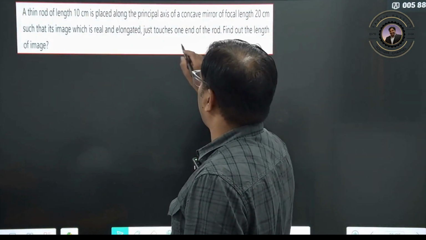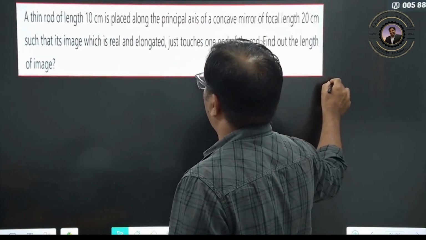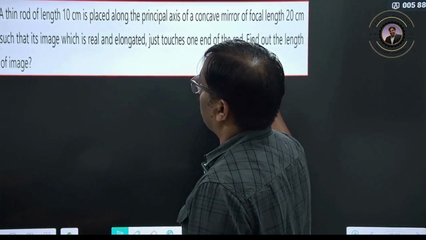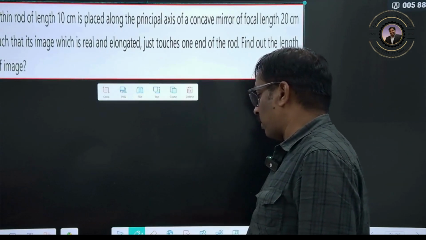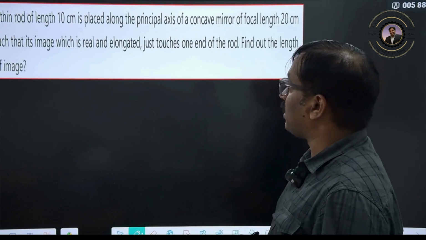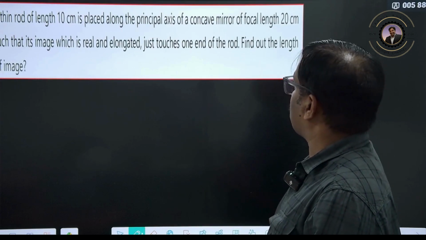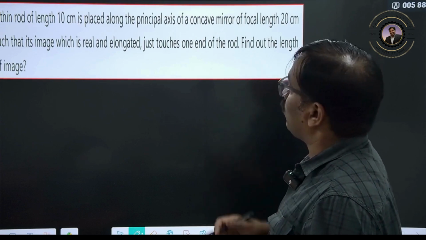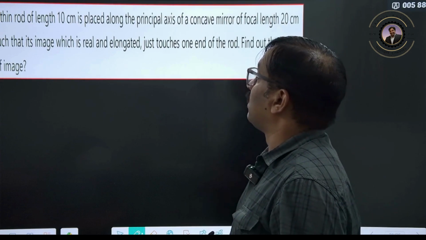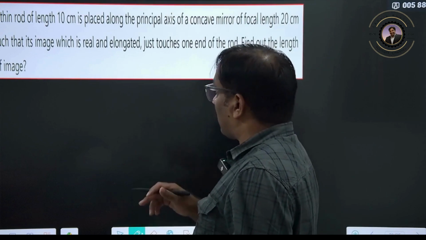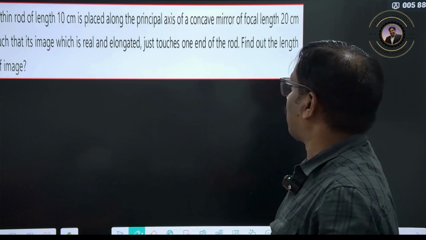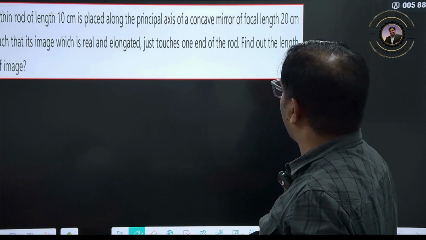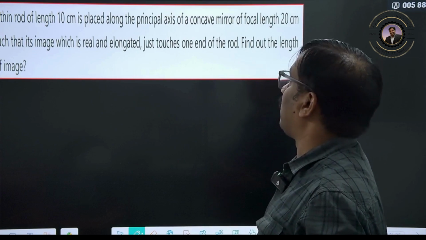Now, here, a thin rod of length 10 centimeter is lying along the principal axis of a concave mirror of focal length 20 centimeter, such that its image, which is real and elongated, just touches one end of the rod. Real means it is compulsorily formed on the same side. Find out the length of the image.